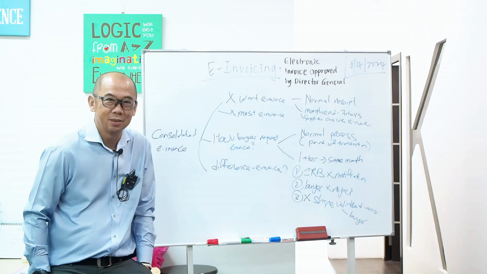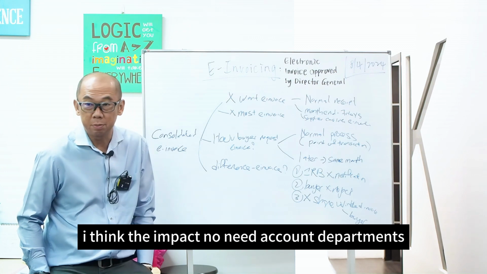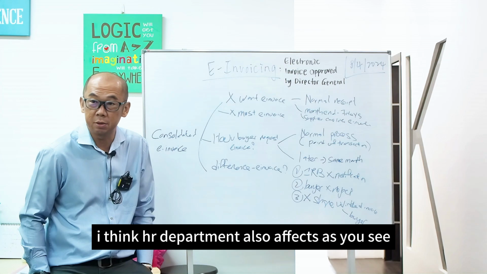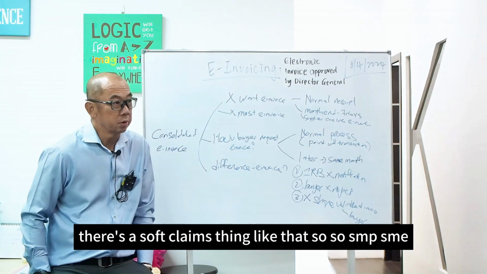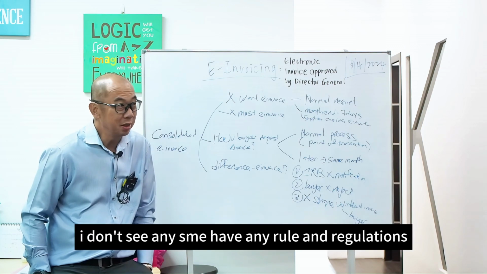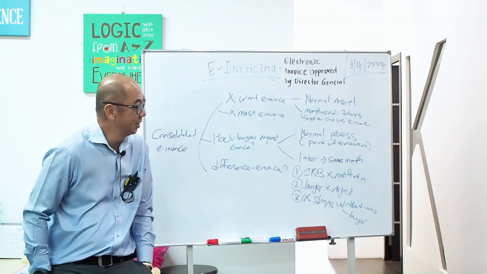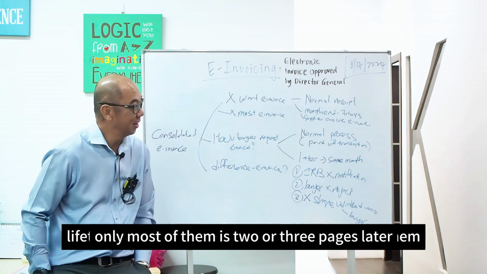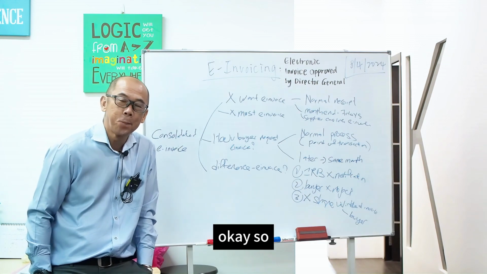I think the impact is not only on the accounts department; the finance department is affected. I think the HR department is also affected, as you see, there are staff claims and things like that. For SMEs, I don't see any SME having rules and regulations, right? Most of them have a two or three page employment letter. This is a big headache for them.